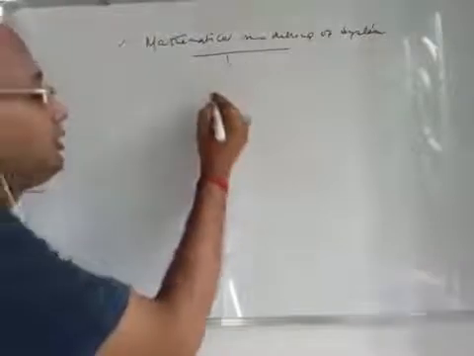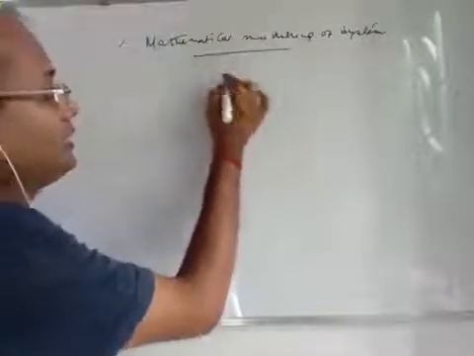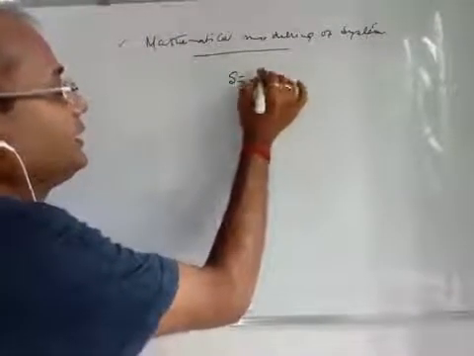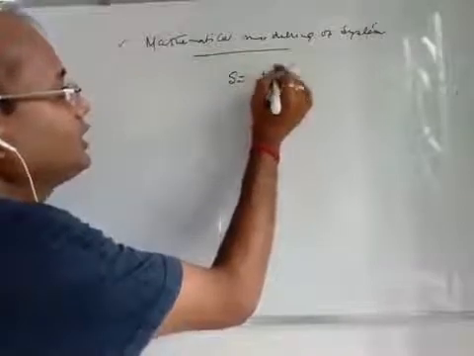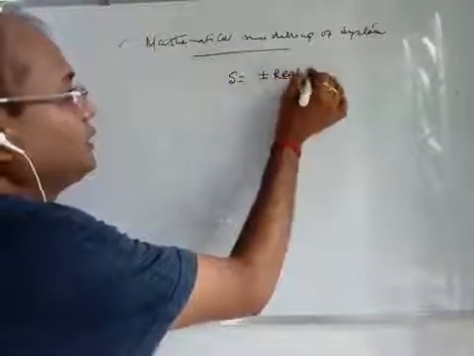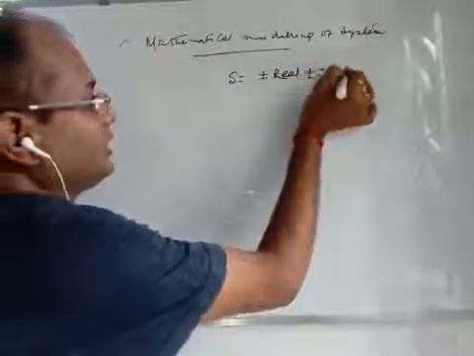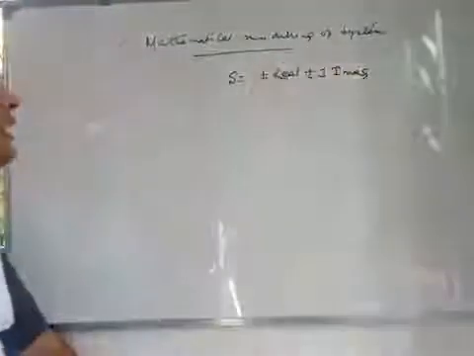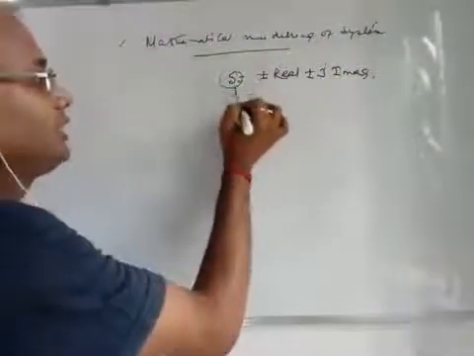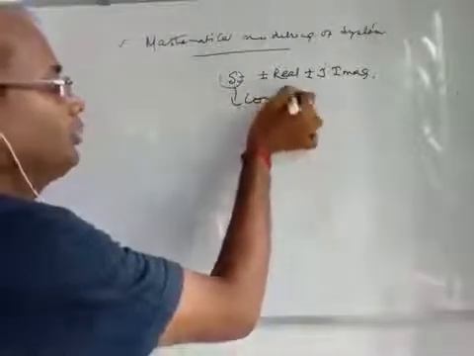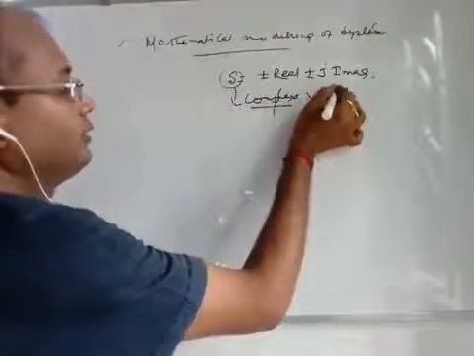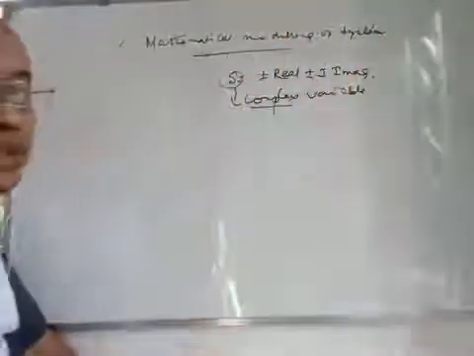So similar to the coordinate system, we know this s. s is equal to plus minus real plus minus j imaginary. This is a complex variable. You know about the complex variable. It is having a real part and an imaginary part.